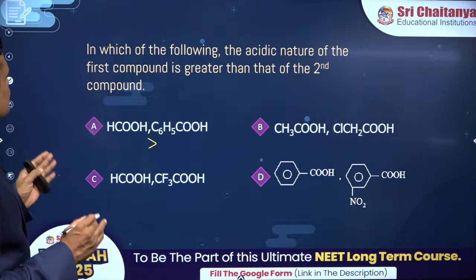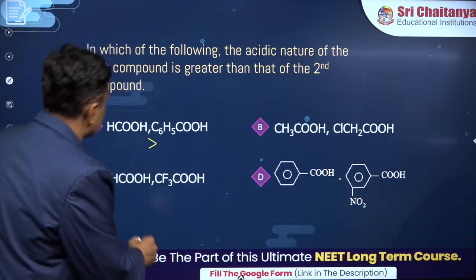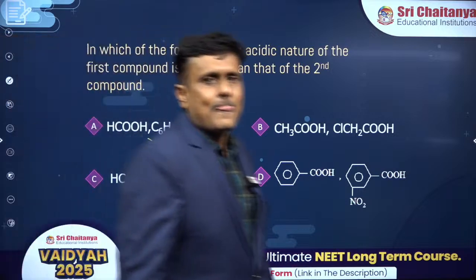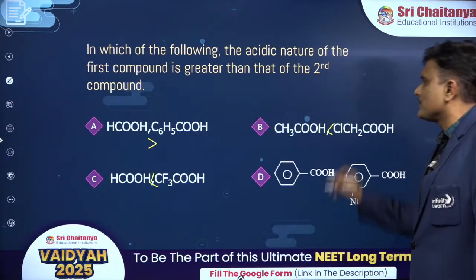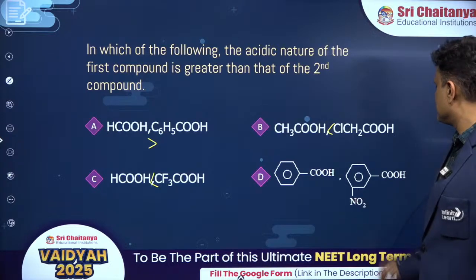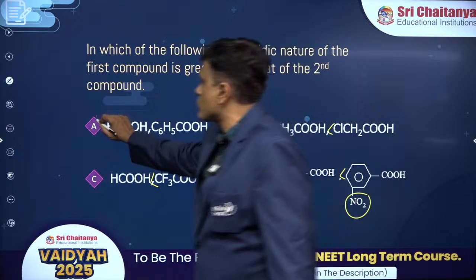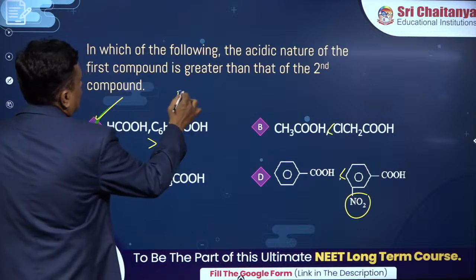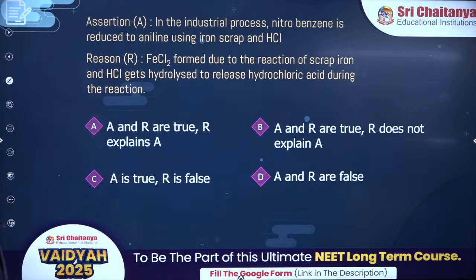The acidic nature of first compound is greater than second. Yes, this is greater, since there is a very strong electron withdrawing group. CF3 must be greater, electron withdrawing group. Second is greater. Only in this case, first is greater. Yes, brilliant. Always remember FBA: formic acid, benzoic acid, acetic acid. These three are frequently asked.